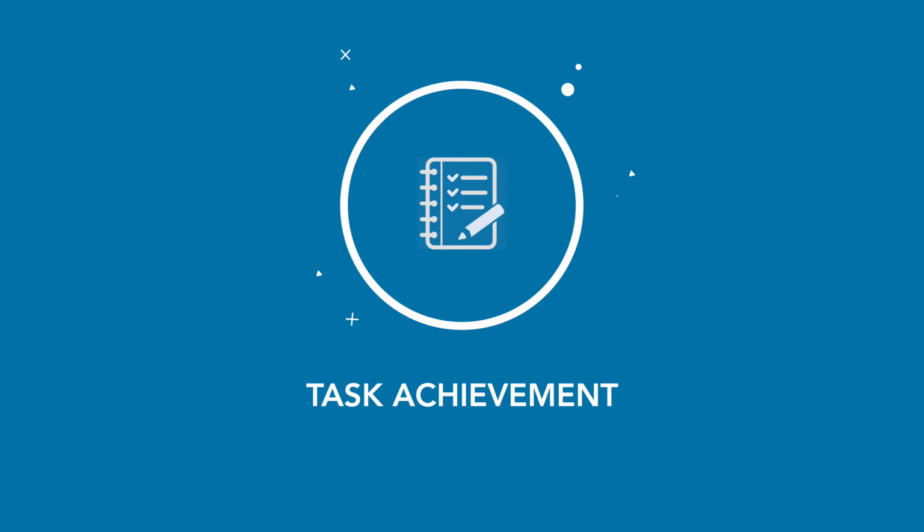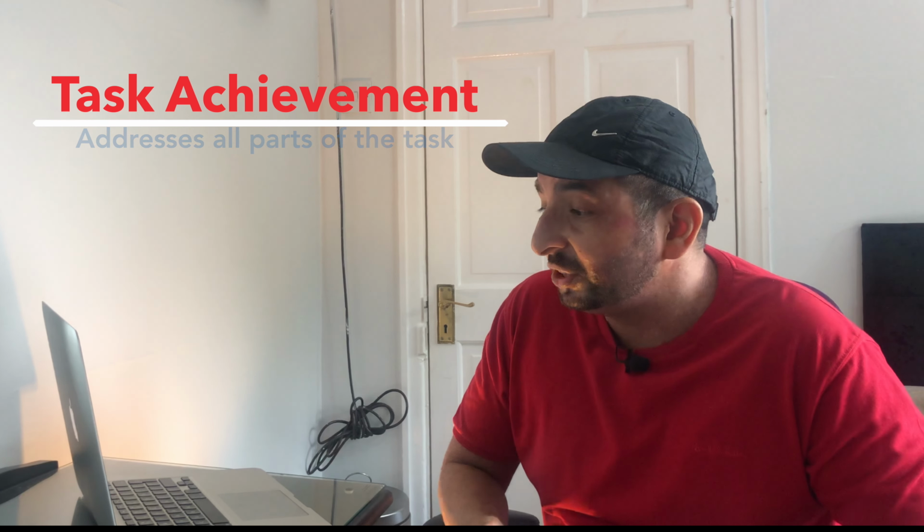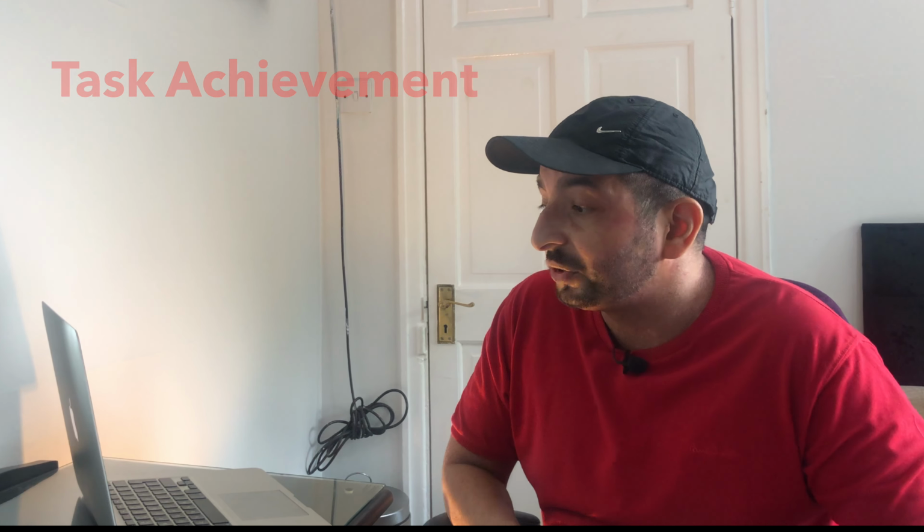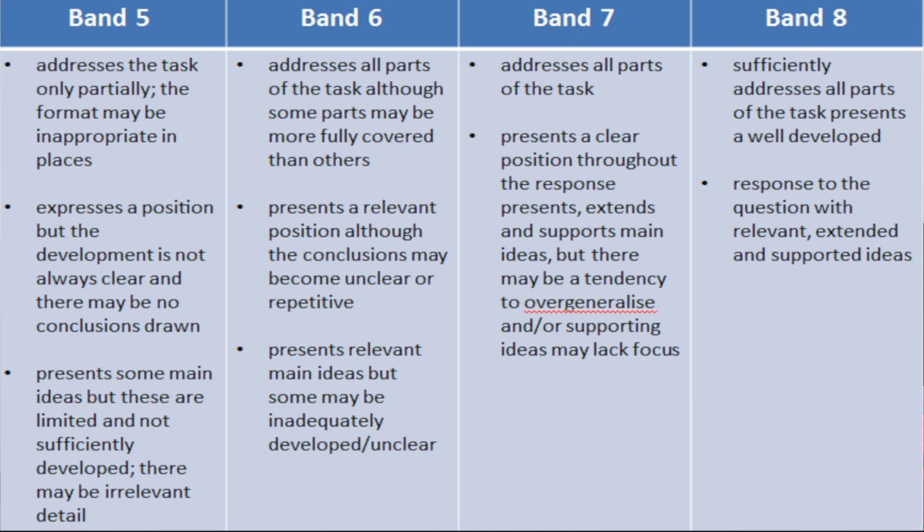So let's begin by looking at the first category and looking at what exactly you need to do to fulfill all 3 different requirements for category 1, and that is Task Achievement. So the first section is called Task Achievement. The rubric here, as you can see, asks you to address all parts of the task. This means that if you are answering an advantage and disadvantages question, for example, you must talk about both sides of the discussion and also give your opinion.